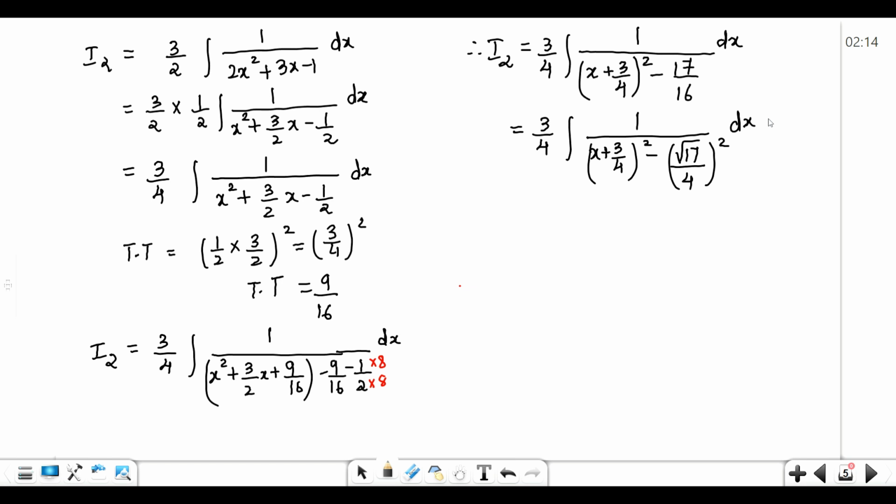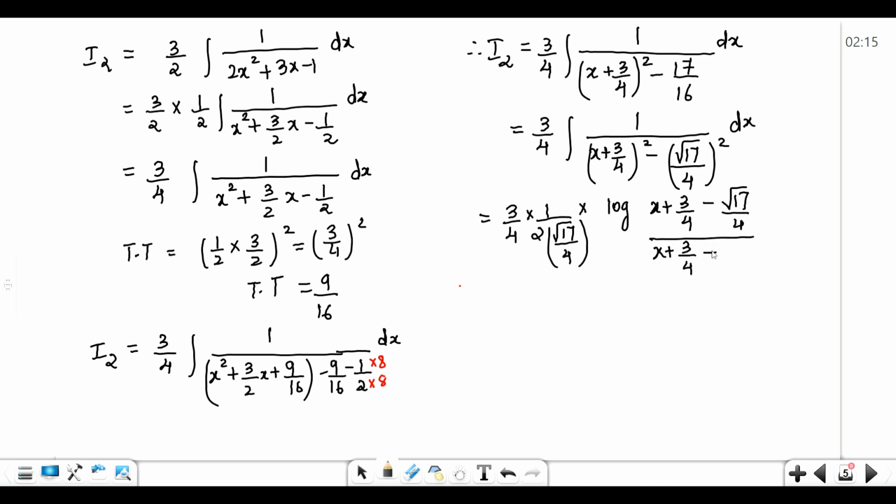Okay, so the formula is 3 upon 4, 1 upon 2 times of a. So a here is root of 17 upon 4. This is multiplied, then log of (x plus 3 by 4 minus root of 17 by 4) the whole upon (x plus 3 by 4 plus root of 17 upon 4) plus C2.